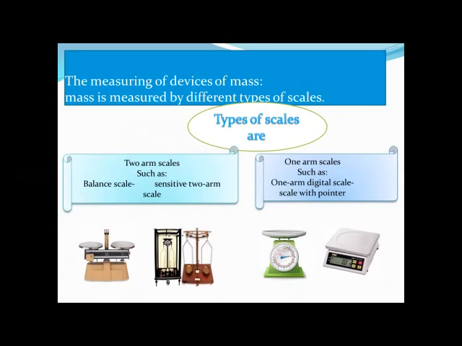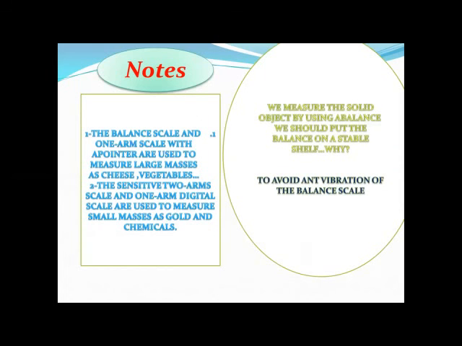Okay, another type, 1 arm scales. 1 arm scale like this, a 1 arm digital scale, and a scale with pointer. I can see it at the grocer. Note that the balance scale and the 1 arm scale with a pointer are used to measure large masses such as cheese and vegetables, and the sensitive 2 arm scale and the 1 arm digital scale are used to measure small masses such as gold and chemical materials.